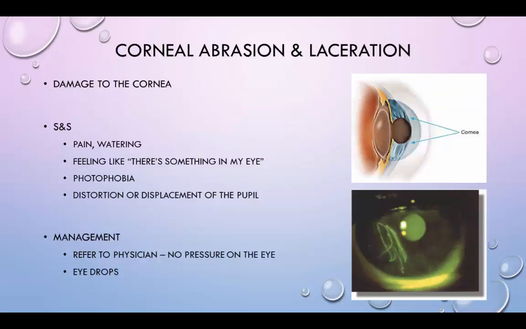A corneal abrasion or laceration results in damage to the cornea. Signs and symptoms include pain and watering, feeling like there is something in your eye, photophobia or sensitivity to light, distortion, and possibly displacement of the pupil. To manage corneal abrasions, we should refer them to a physician. Do not place pressure on the eye. Eye drops may help with symptoms.